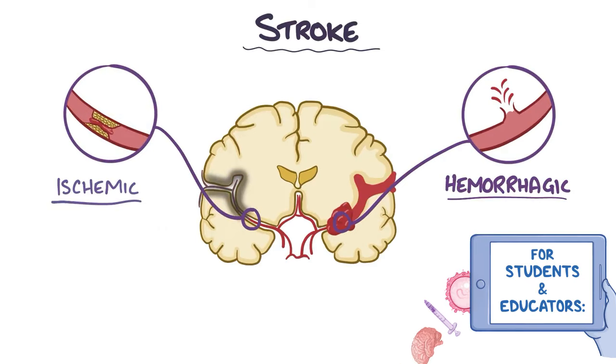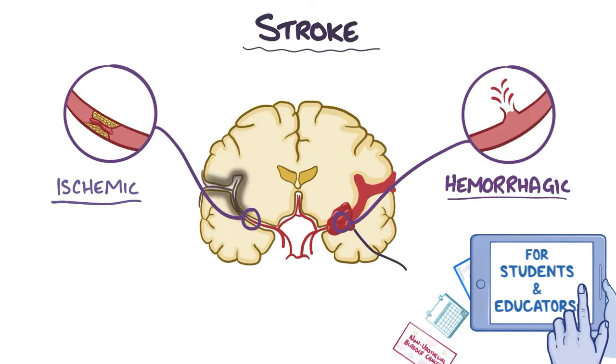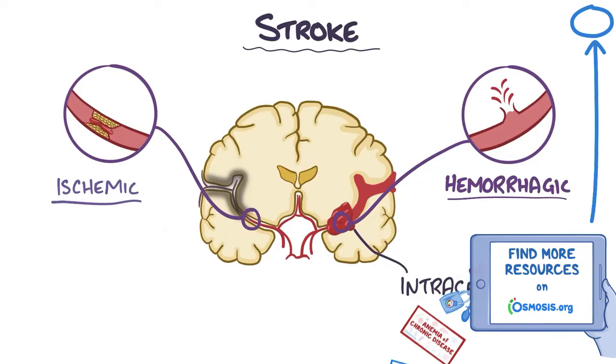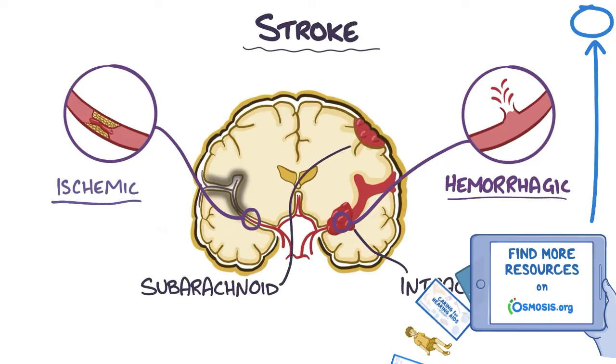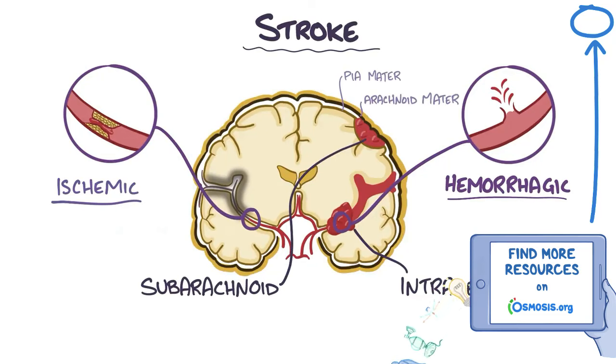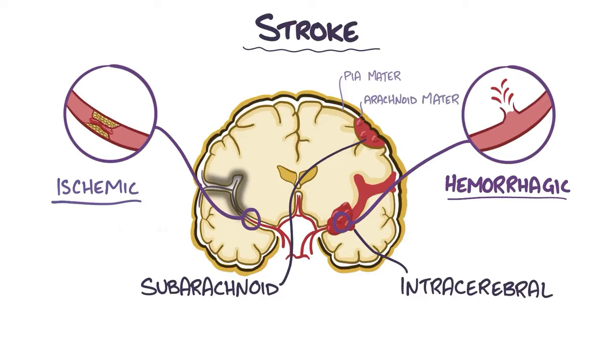Hemorrhagic strokes can be further split into two types, an intracerebral hemorrhage, which is when bleeding occurs within the cerebrum, and a subarachnoid hemorrhage, which is when bleeding occurs between the pia mater and the arachnoid mater of the meninges, the inner and middle layers that wrap around the brain.